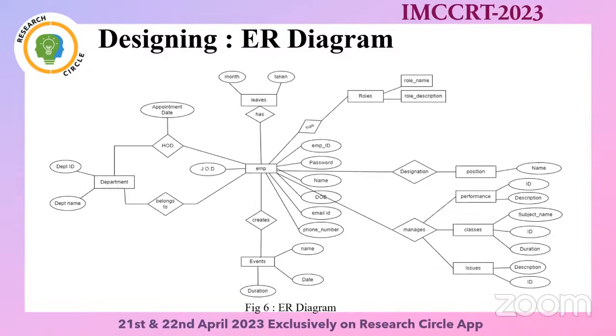This is the ER diagram. The employee, this is the HOD. HOD will be assigned by the department. This application will be only for a single department. So the department has a department ID, department name, and the HOD will be assigned from the faculty employees with an appointment date. And the employee has number of leaves taken in a month, and the employee has a role, suppose if he has taken other charge like events. And then the employee has attributes like employee ID, password, name, date of birth, phone number, all of these details.